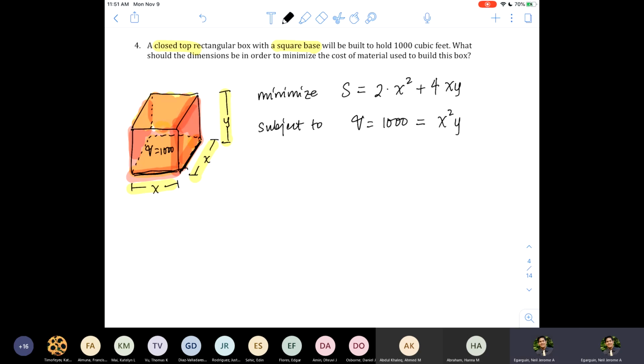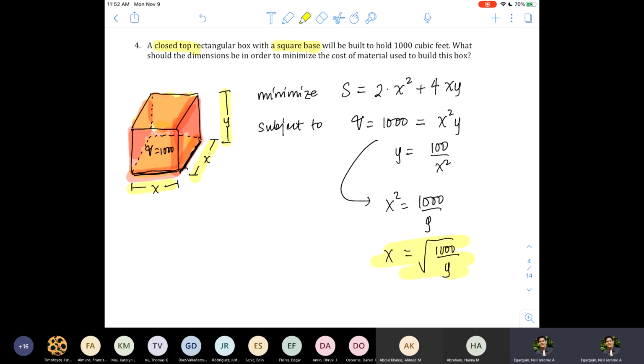Now you can decide which variable to use here. You can solve for y in terms of x or x in terms of y, but you'll see that the more convenient choice is to write y as 100 over x squared. Because the alternative is to say that x squared is equal to 1,000 over y, then x would be the root of 1,000 over y, plus or minus. Well, you can just say it should be the positive root because x is the measurement of a side. But you see, there's a square root.